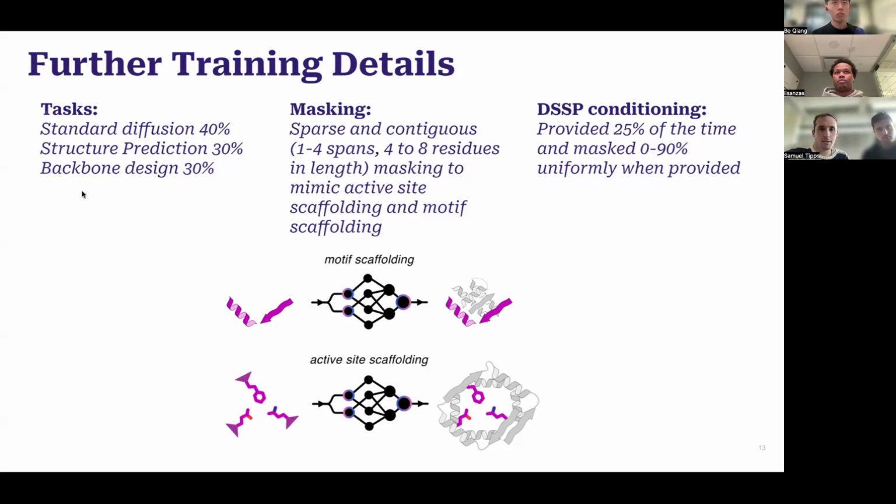From a masking perspective, we implemented two different styles of masking, the sparse and these contiguous masks, where these contiguous masks are akin to something that you would do for motif scaffolding, where you have a contiguous segment either in sequence or structure space, and you would like to condition on that. Or for active site scaffolding.